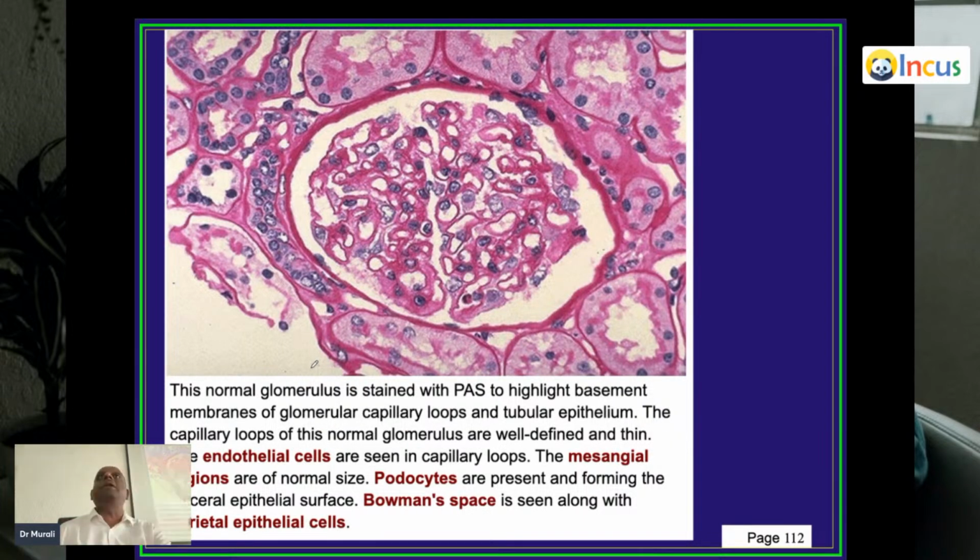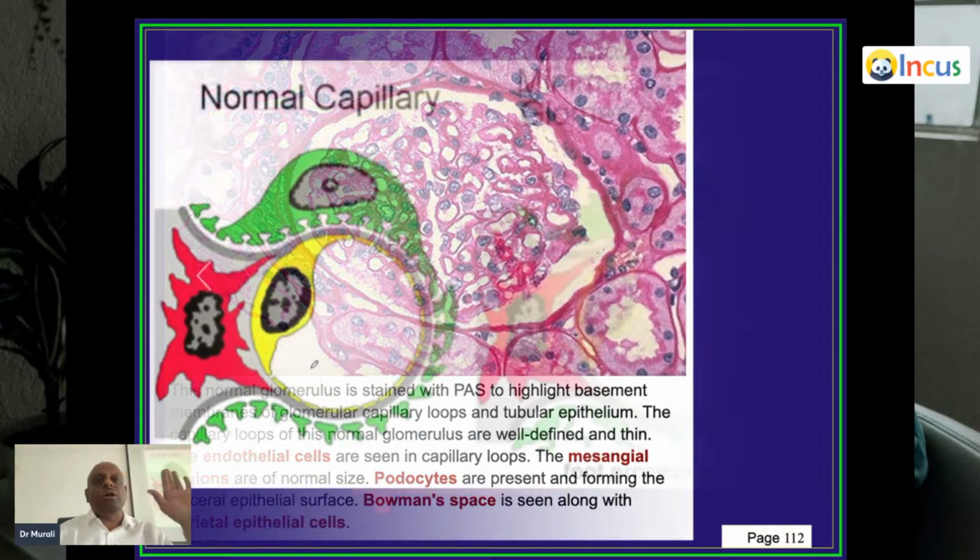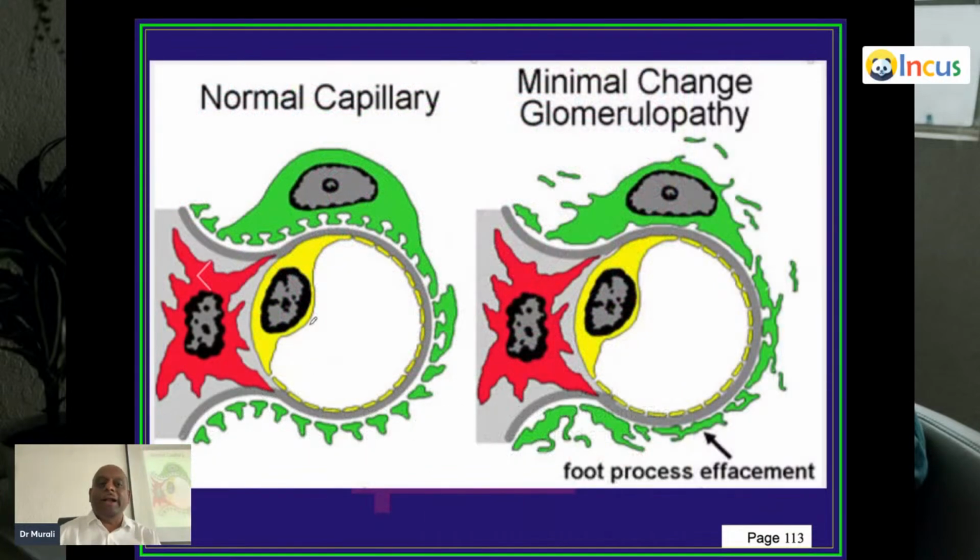So it's a normal glomerulus. So light microscopy finding is what? Normal glomerulus. But if you look here, what are these podocytes? Normal capillary loop. Here it is completely balded. No podocytes. The podocytes seen here are not seen here.